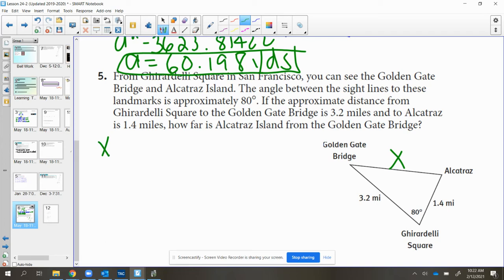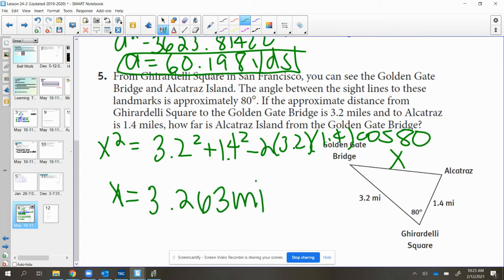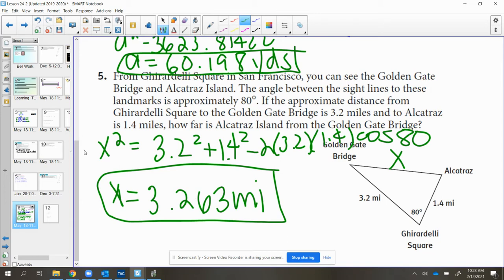Right, you should have got that x squared equals 3.2 squared plus 1.4 squared minus 2 times 3.2 times 1.4, all times the cosine of 80. So you're going to end up square rooting that answer that you get inside there. You should have gotten 3.263 miles. I don't know about you, not worth shark-infested waters to try and swim that for me. Hopefully don't have to go to Alcatraz, though.